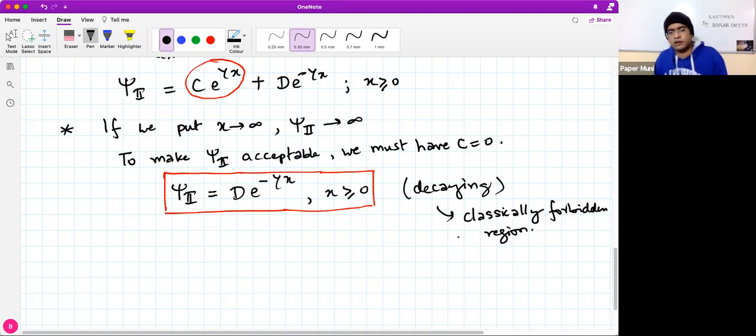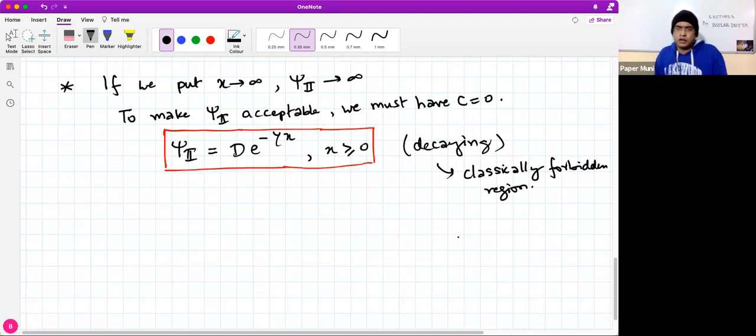Now we can see one thing: for the classical step potential, if the energy of the particle is less than the step potential, there was no chance for the particle to pass the barrier. It will always be reflected. But in this case, we see that there is a finite probability. If we take the mod square of psi 2, we'll see that the probability is there. It is very small, but non-zero, so there are chances of finding the particle.